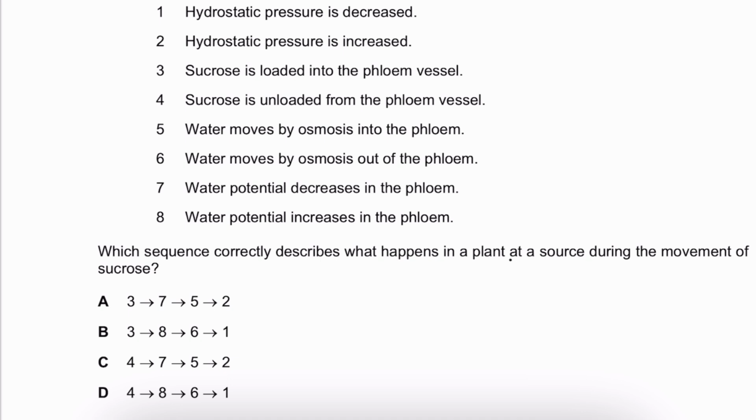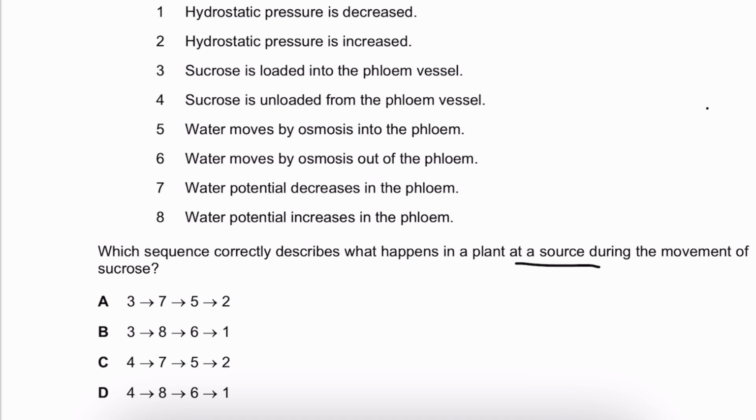Now he's saying here specifically at the source, so I know that some of these are actually wrong and are not going to be included in the answer to begin with. Water moves by osmosis into the phloem. Water moves by osmosis out of the phloem. Water potential decreases in the phloem. Water potential increases in the phloem. So let's remember what happens at the source.